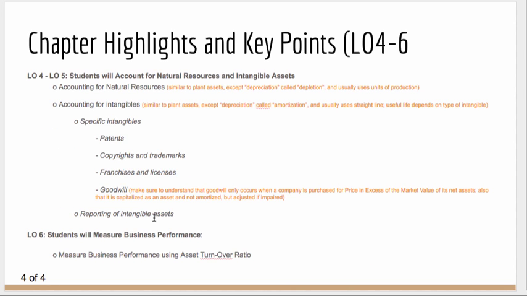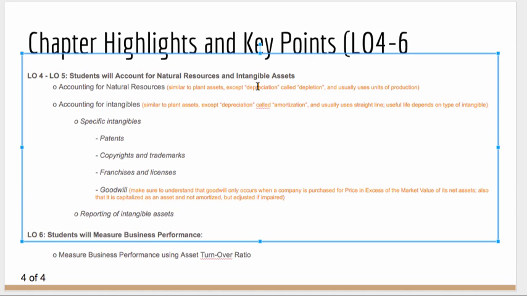And finally, LO4 through 6, you've got some topics that relate to natural resources, which is something like lumber, forests, mines. And in that case, you follow the same approach as you did for plant assets, except that instead of calling it depreciation, you call it depletion. And normally you're using units of production as your method. For intangibles, you have the same situation where you don't call it depreciation, you call it amortization instead. And the method used normally is straight line.